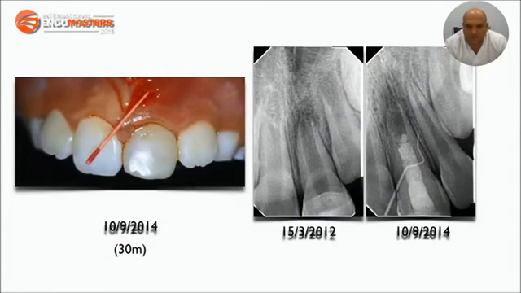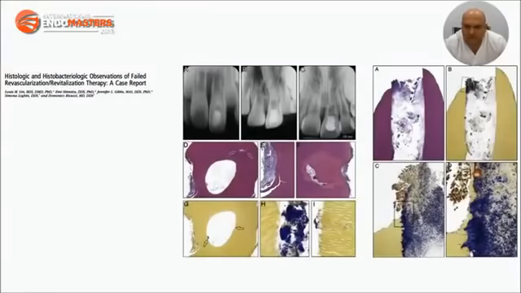And this is the 30 months recall of Antonis' case. It's not only a biological failure, but it's also a clinical failure. On the basis of histopathologic observation, failure of revascularized, revitalized teeth could be due to inadequate root canal disinfection. So failure to eliminate the biofilm, especially with the non-instrumentation techniques that I used, may result in failure to induce continuous root development and dentin wall thickening.